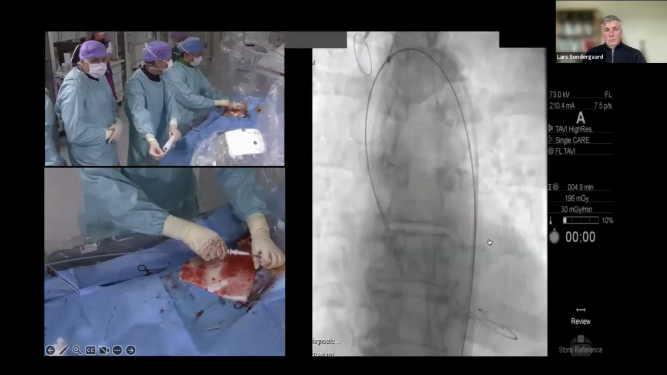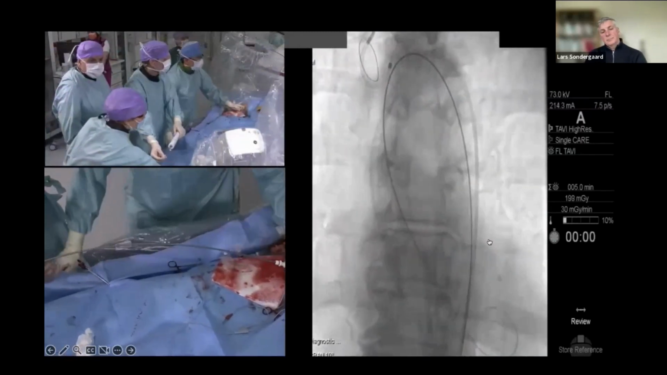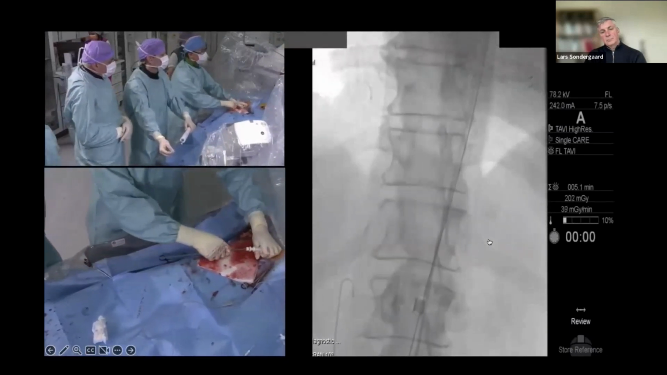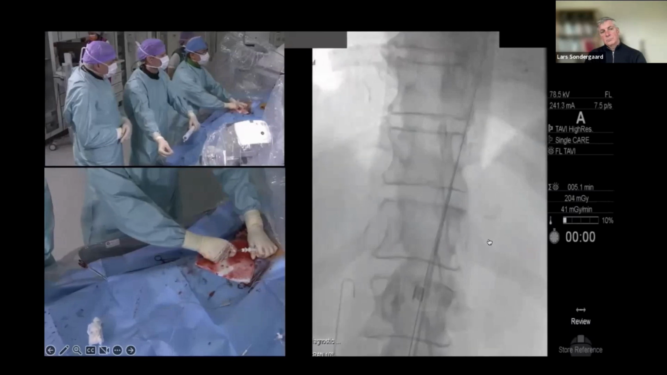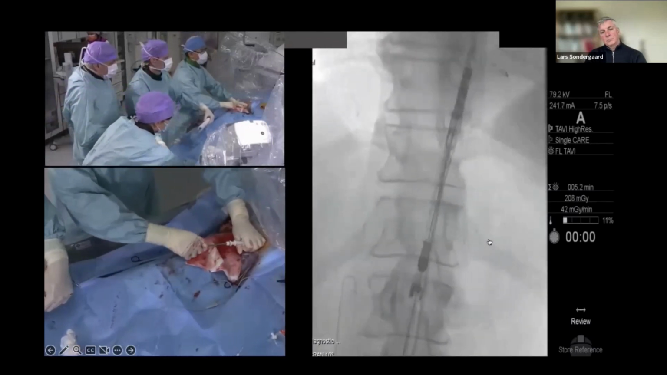Okay, so now the team is going in with the loader sheath. If we continue, we can show how the valve comes out of that big sheath. Often it will be a little bit resistant as you push through this expandable sheath, because it needs, of course, to expand up. But you see now it's in here.